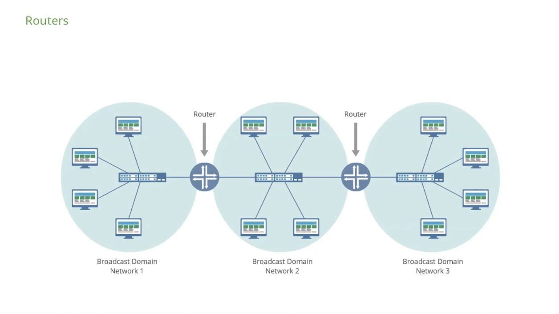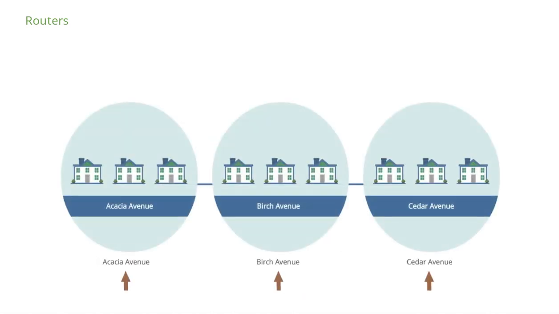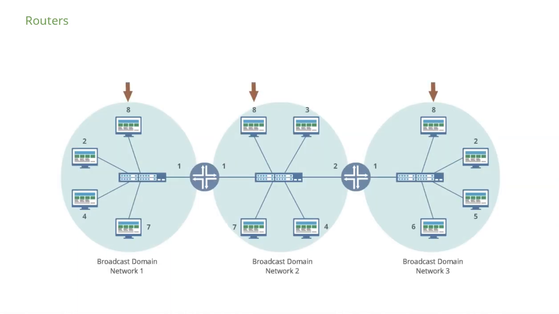Within a group of interconnected networks, each network or broadcast domain must have a unique network number, just like the street name must be unique within a city. Each host on a network must have a unique host number, which is similar to a house number. Just as the same house number might be found on different streets, the same host number can be used on different network numbers.